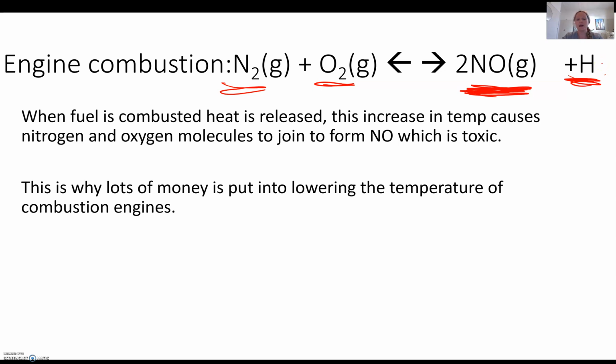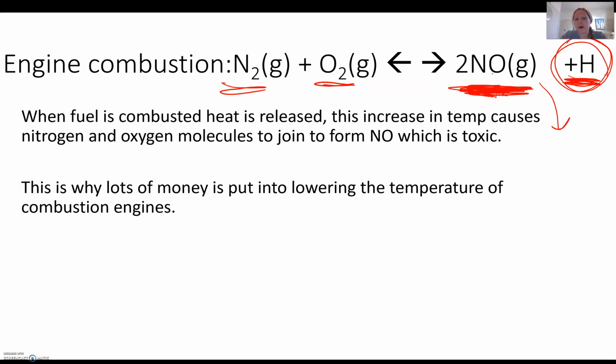Okay, and so when this is made, this is a toxic product made in the engine, and this process is endothermic, we then do side reactions to this. So what we want to do is try and shift it so that you make less. Okay, so you make less product.